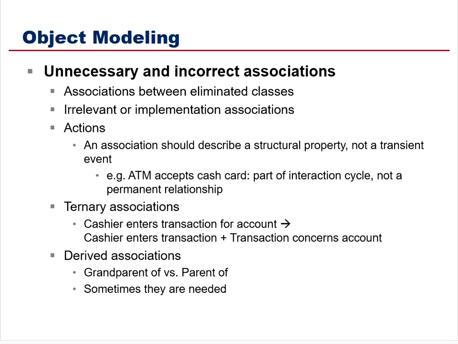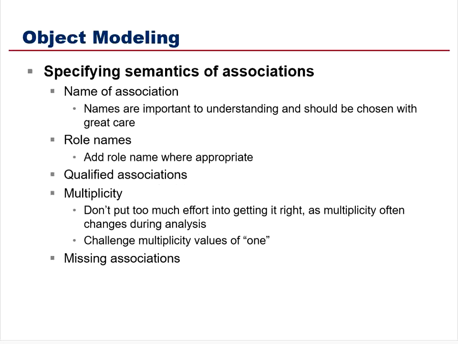And the second thing is the ternary association. If a ternary association is used in a particular project, it is unnecessary and incorrect. Again, derived associations, like grandparent of versus parent of, are sometimes not needed in the construction of the object modeling.